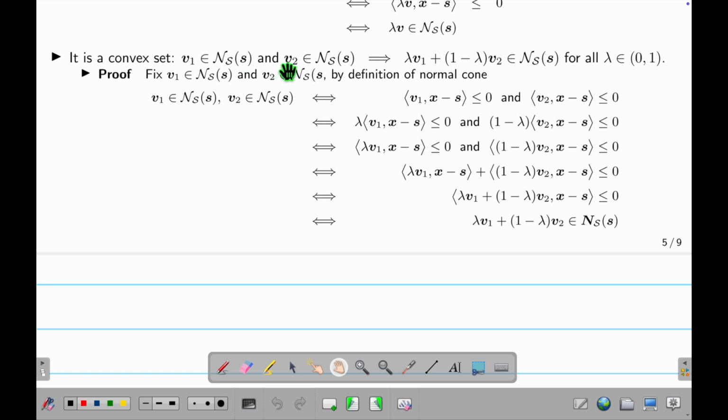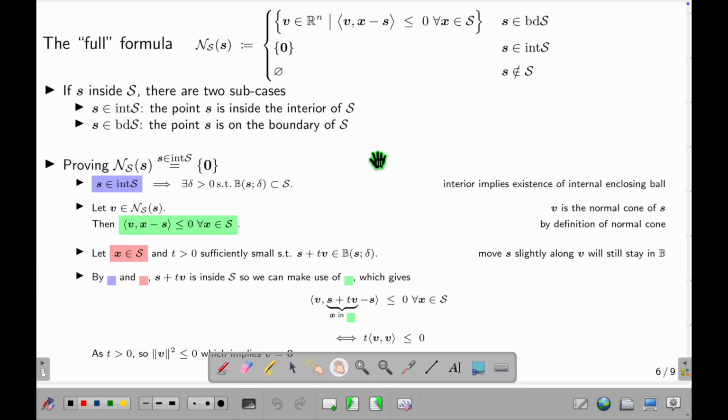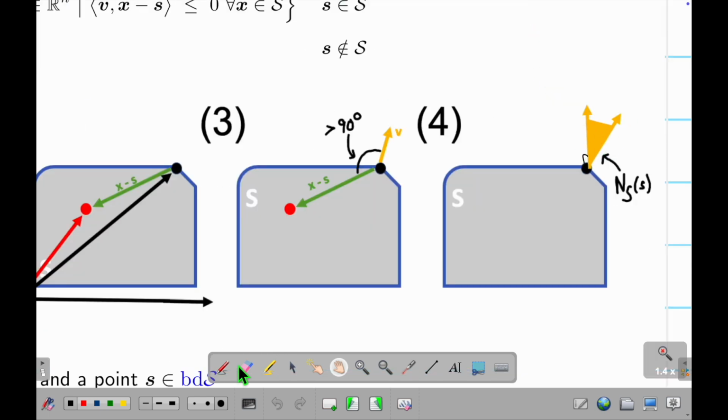V1 in cone and V2 in cone imply Jensen's expression is in cone. It's just detail. It's true. Next. So now we have this thing. What the heck is this? If I have a set S and I have a point S, this is the full expression. If S is on the boundary, I have a cone. This is the cone. If S is inside, then the cone is nothing, it's 0 vector. If S is outside, the cone is empty set.